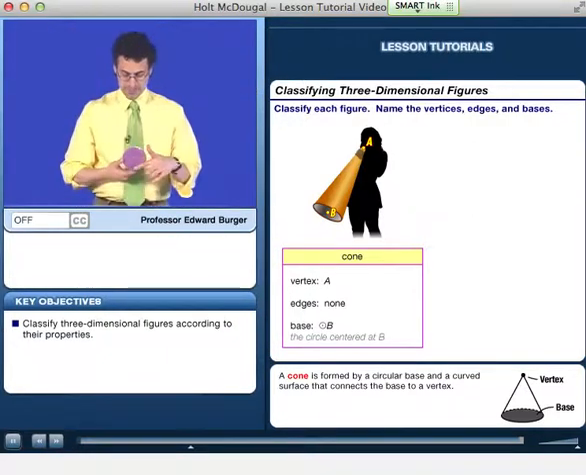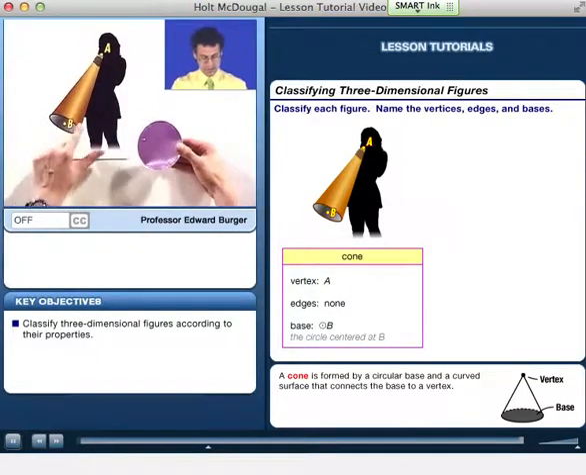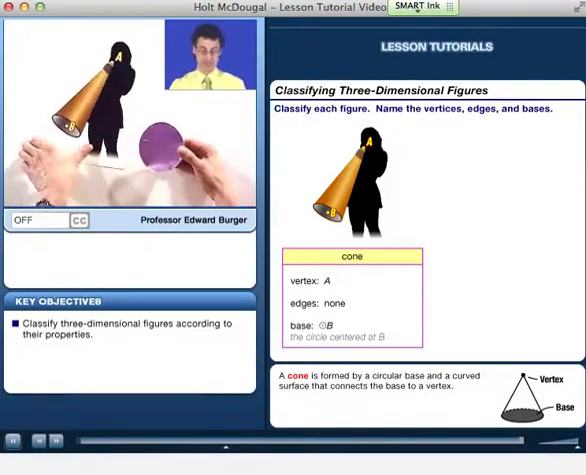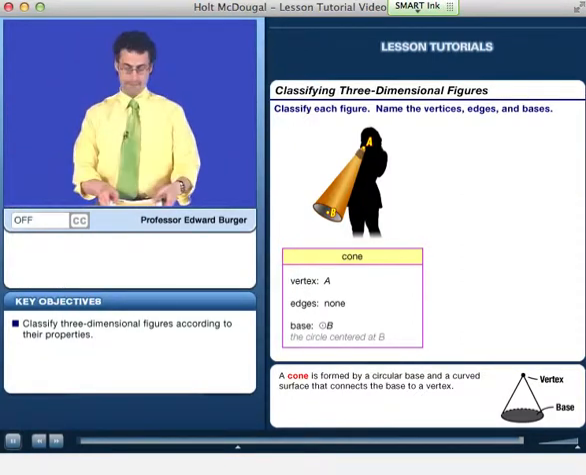And so what we have here is a perfect circle. Visually, on the picture, you can see that circle right here. That's a circle centered at B. This is an example of a cone. It's got a circular base and a vertex on top. Pretty cool.